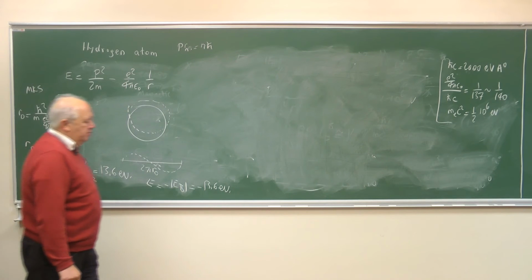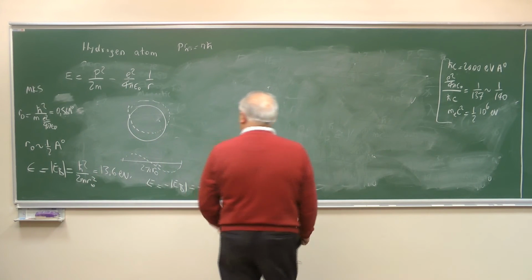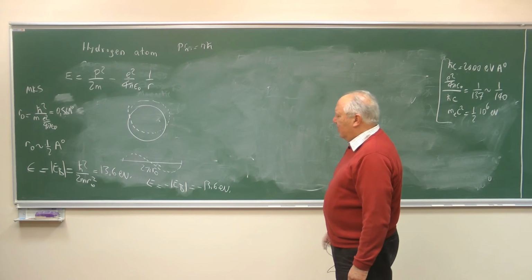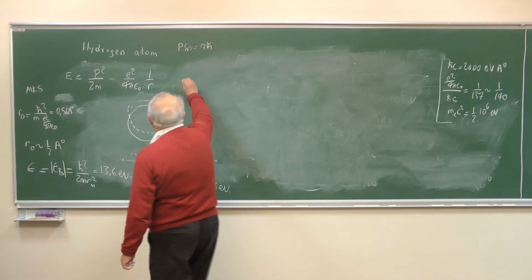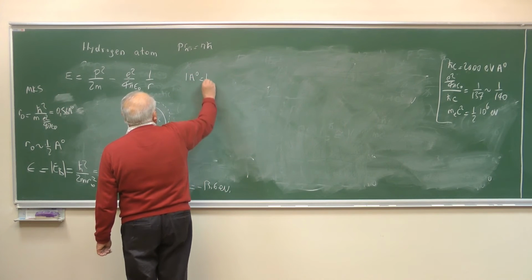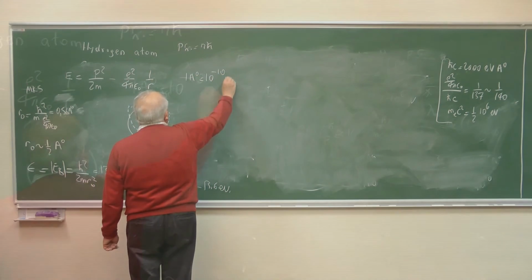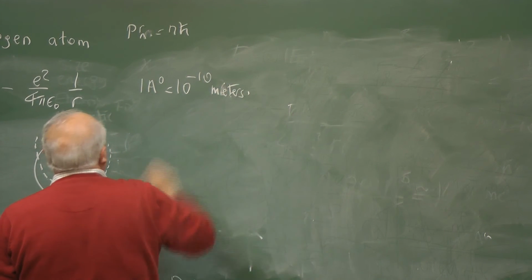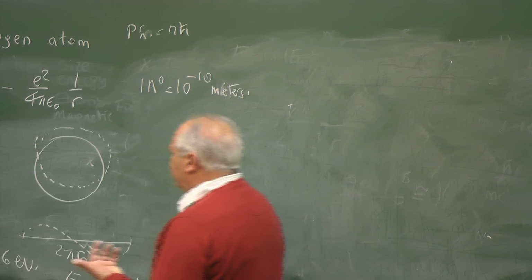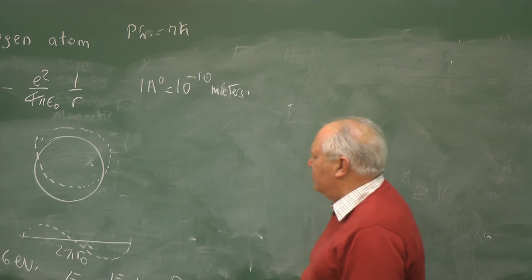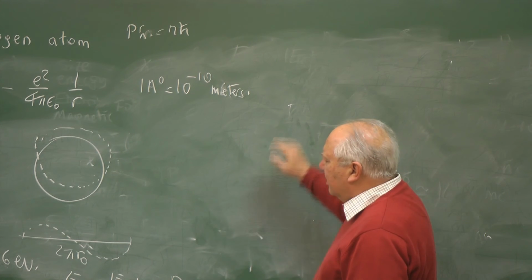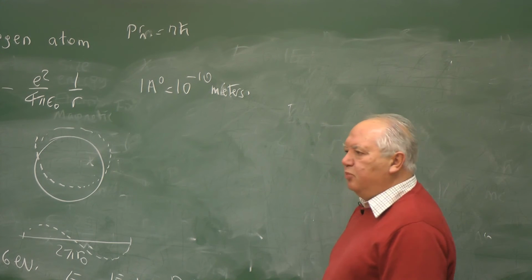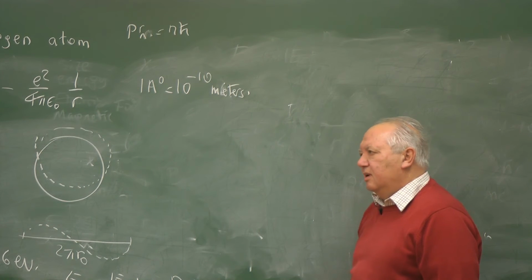Now, perhaps we should pause and think about this a little bit. 1 angstrom is 10 to the minus 10 meters. That's the definition, meters. So it is very tiny, but that's the length scale of the hydrogen atom. It's a tiny thing, but its binding energy is 13.6 electron volts.